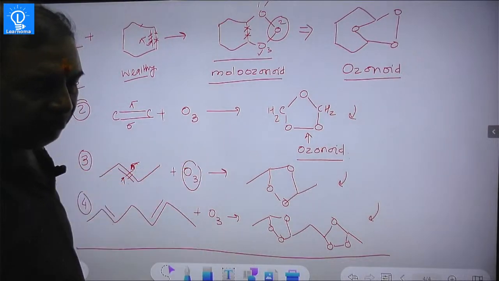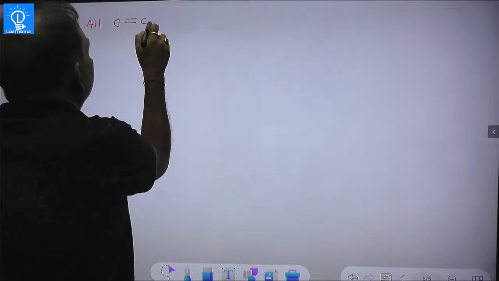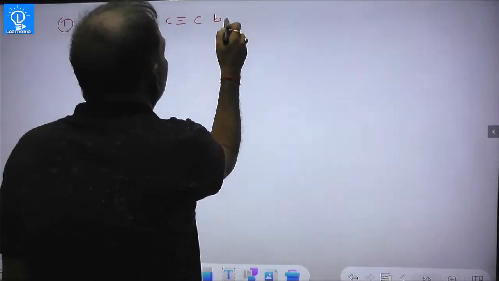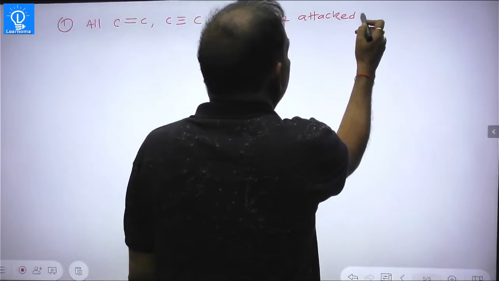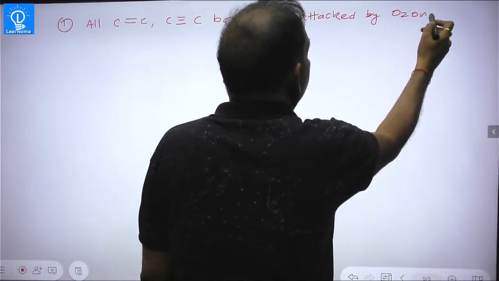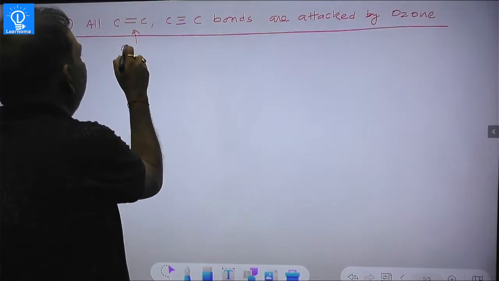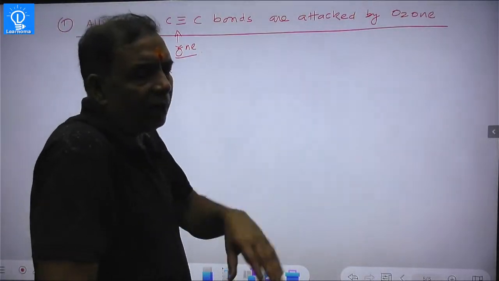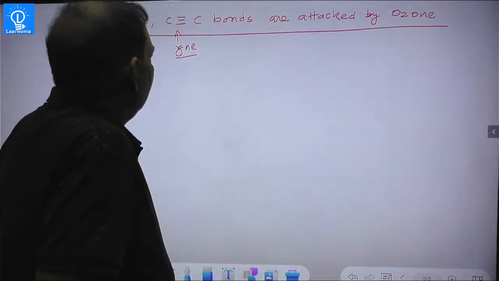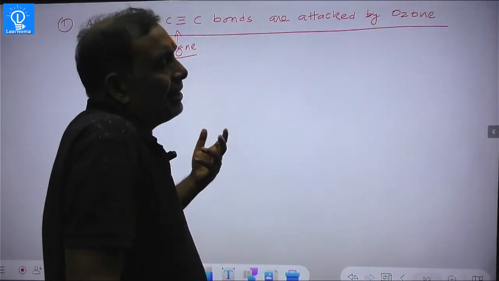How to form ozonoid. Now the concept is, point number 1, all carbon-carbon pi bonds, all carbon-carbon double bonds and carbon-carbon triple bonds are attacked by ozone. All alkenes are attacked by ozone. This implies alkene, this implies alkynes. All alkenes, whatever they may be. Here we are not talking about stoichiometry, that I am taking 1 mole of ozone, 2 moles of ozone. No, sorry. I am taking excess of ozone.